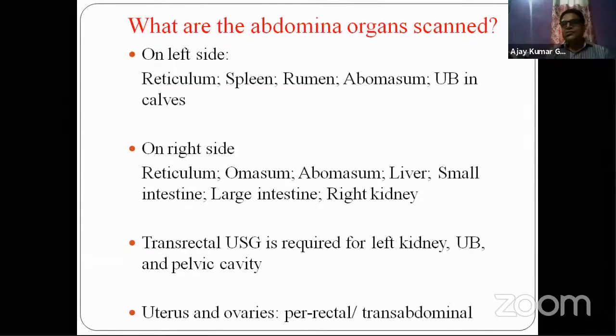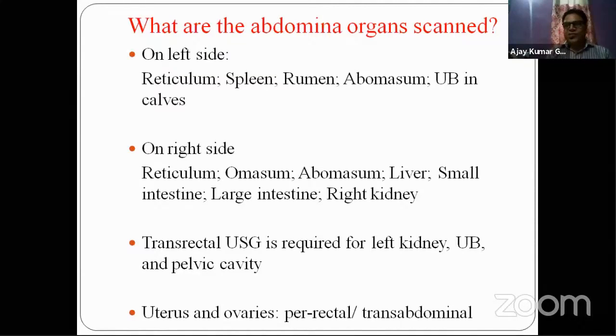Now, what are the organs which can be scanned in bovines by using ultrasonography? Some organs can be scanned from the left side of the abdomen and some organs can be scanned from the right side of the abdomen. Normally on the left side, we scan the reticulum, spleen, rumen, abomasum, and urinary bladder in case of cows. And on the right side, again, we examine the reticulum, omasum, abomasum, liver, small intestines, large intestines, and right kidney.